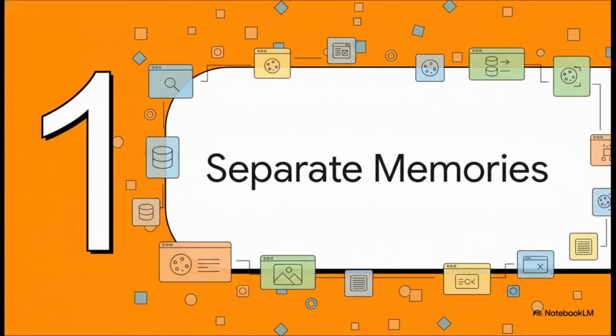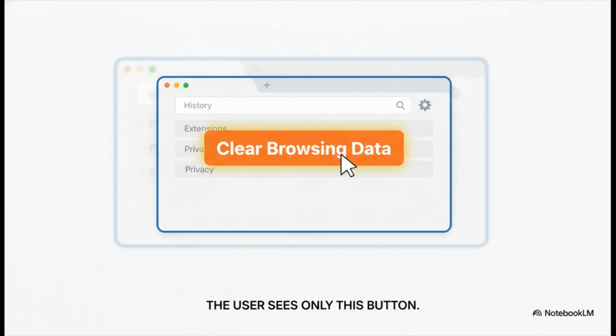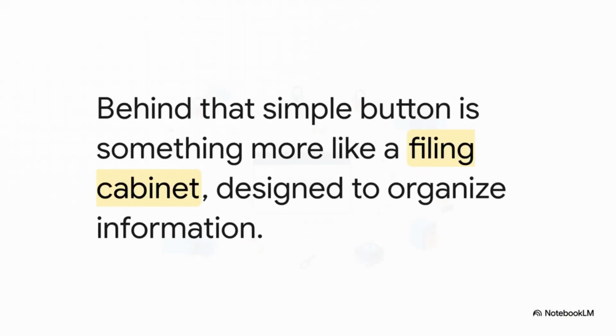To really get what's going on, we need to look at how a browser actually keeps track of information. It's not one big memory bank. It's more like a bunch of separate ones. I mean, when you look at the screen, it seems simple enough. You see one button, it's labeled History. You expect it to do one thing, get rid of your history. But what's happening behind that simple button is more like a filing cabinet. It's a whole system set up to organize different kinds of information for very different jobs.